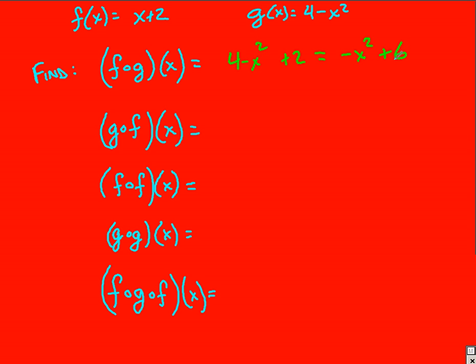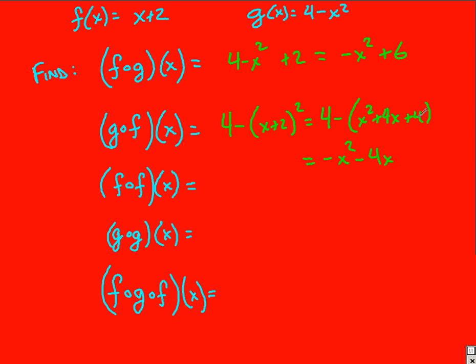If I do g of f, that means I'm plugging f in for x in g. So I'm going to have 4 minus, instead of x squared, my x plus 2 squared. So this becomes 4 minus the whole thing when I expand it, x squared plus 4x plus 4. So that means I'm going to have negative x squared minus 4x, and then the 4 minus 4 will cancel each other out.